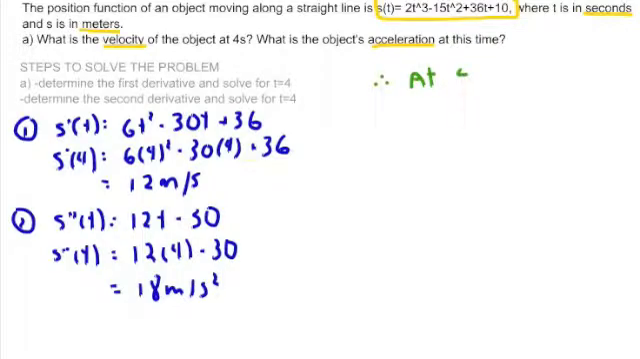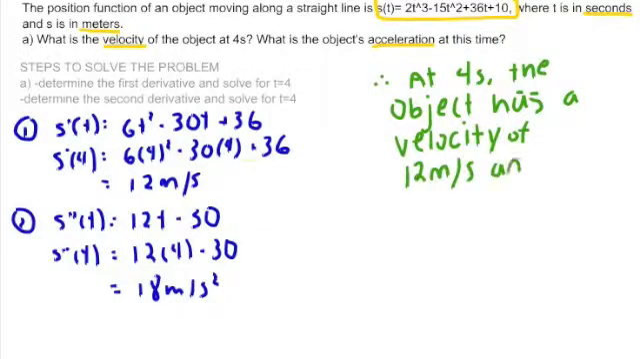Therefore, at 4 seconds, the object has a velocity of 12 meters per second and an acceleration of 18 meters per second squared.